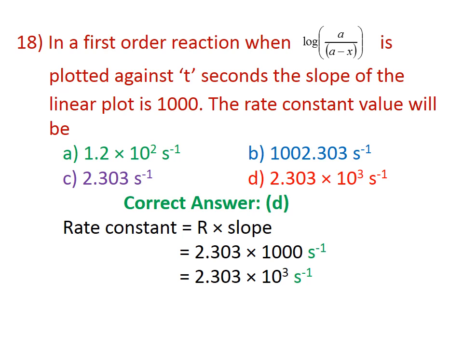18. In a first order reaction, when log a by a minus x is plotted against t, the slope of this linear plot is 1000. The rate constant will be equal to 2.303 into slope. Slope is 1000, so 2.303 into 1000, which will be equal to 2.303 into 10 to the power of 3 second power minus 1. The correct answer is option D.